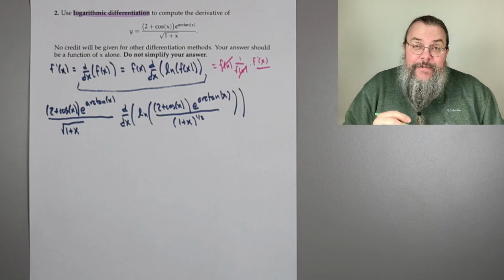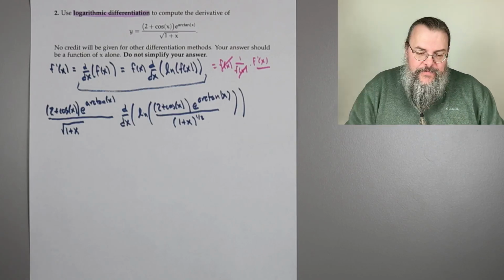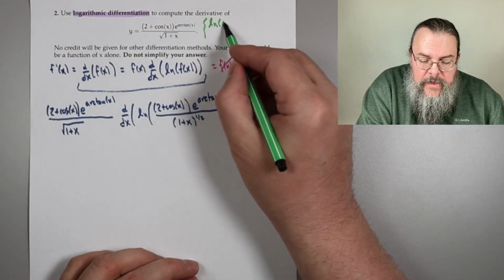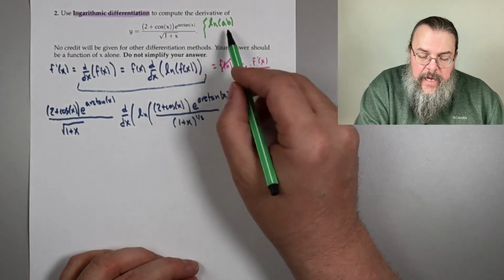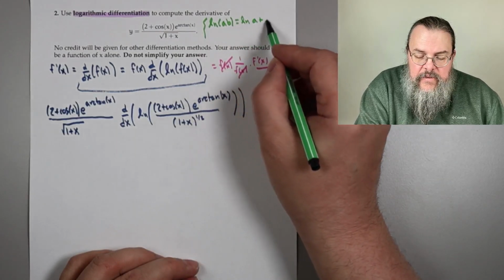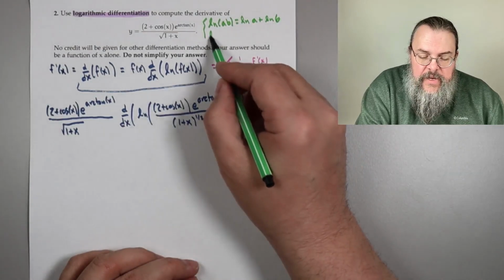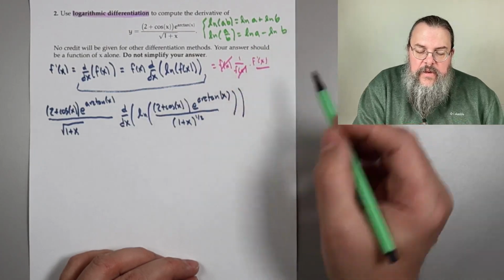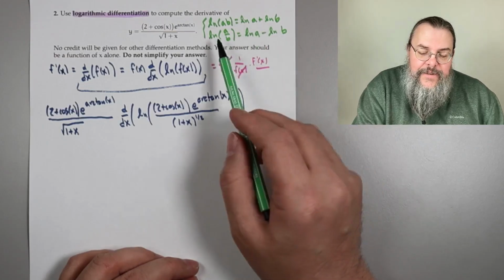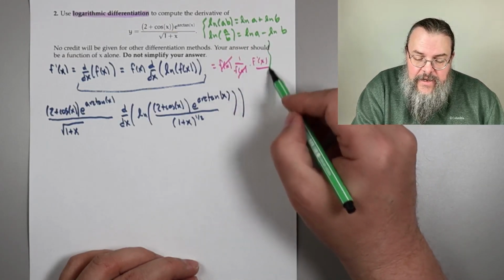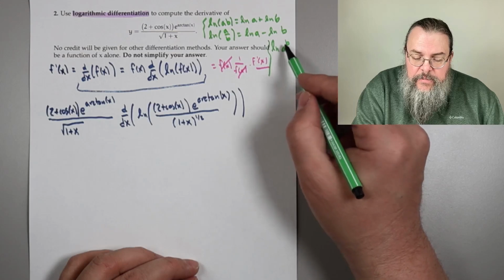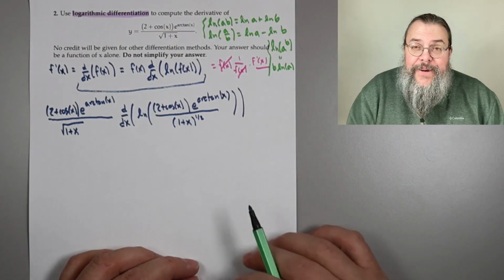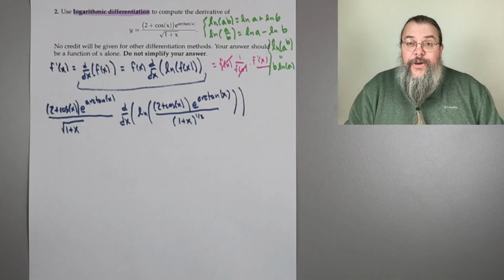Let's talk about the 3 things about logs which are really cool, and we'll put them up here for reference. Property 1: if I have log of a times b, that becomes log of a plus log of b. Property 2: if I have division, a over b, that's log a minus log b. So in other words, multiplication becomes addition, division becomes subtraction. And our last fun property: log of a to the b power becomes b log of a. So exponents come down in front. We're going to use all of those rules.